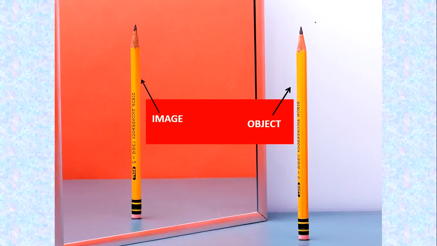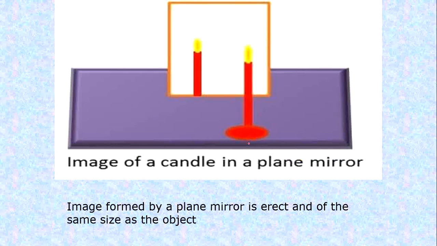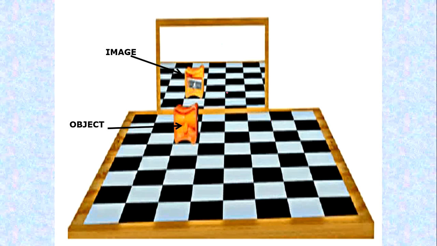Next, how image formation takes place and the characteristics of the image. Here the pencil is the object, and this is the mirror. Whatever we see in the mirror is the image. This is the image of this object. Now the first characteristic: the image formed in the mirror is erect. Here you can see the image is erect. And the second thing, it is the same size as the object. The size of the image formed in a plane mirror is equal to the size of the object. This is the second characteristic.